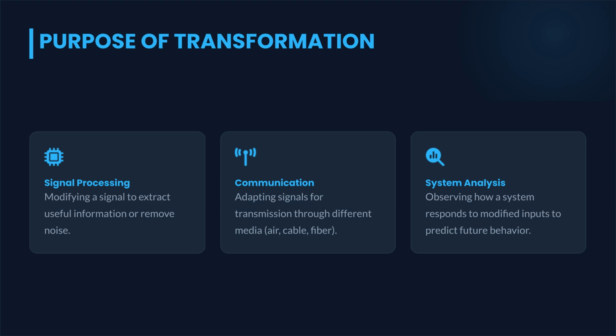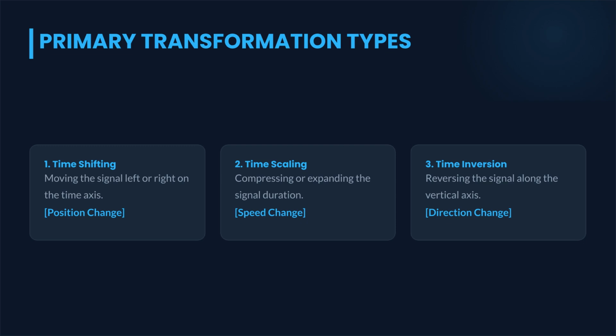The purpose of signal transformation is threefold: signal processing, which extracts information or removes noise; communication, adapting signals for transmission; and system analysis, which observes system responses to predict future behavior. The primary time domain transformations include time shifting, which changes the signal's position; time scaling, which alters the signal's duration or speed; and time inversion, which reverses the signal's direction along the vertical axis.